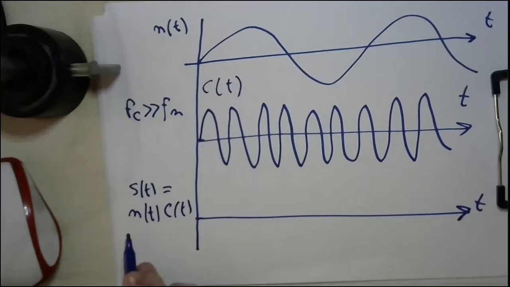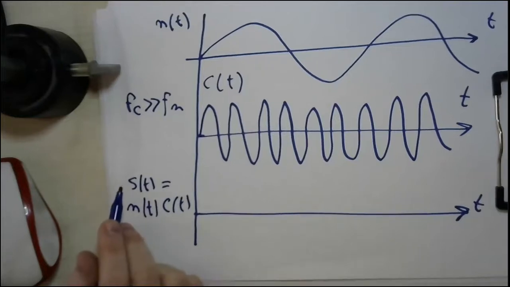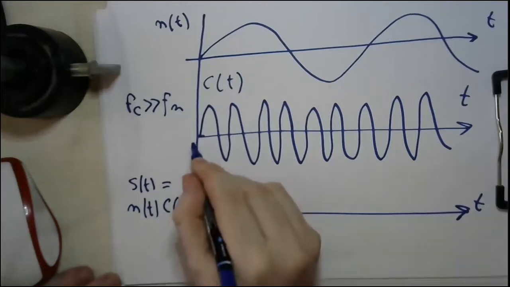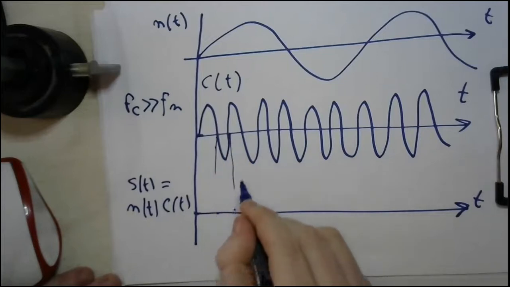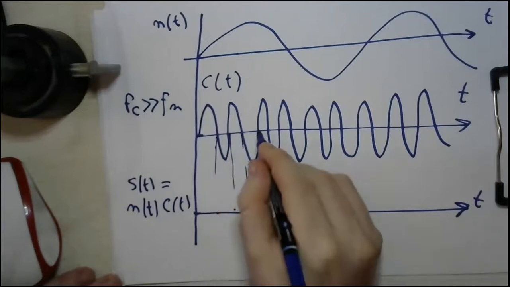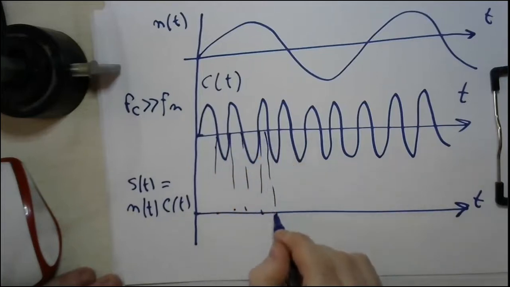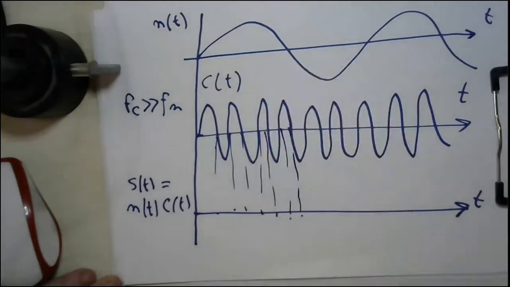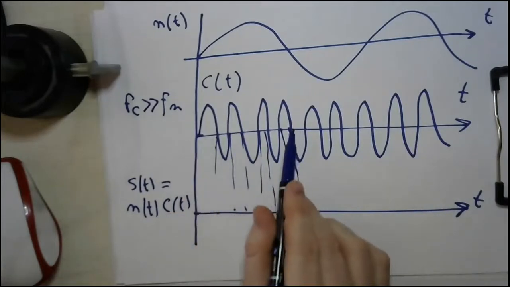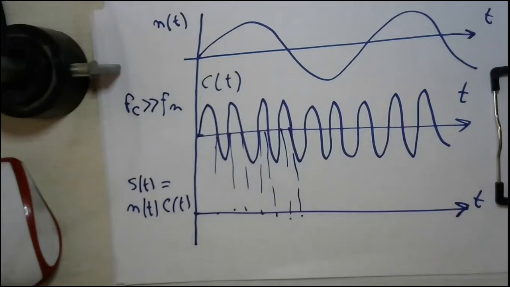So if m of t is equal to 0, s of t will be equal to 0. If c of t is equal to 0, s of t will be equal to 0. So it's very simple here. So all these points will be equal to 0. Good. Now, as you can see, all the zeros here will turn to be zeros in s of t.